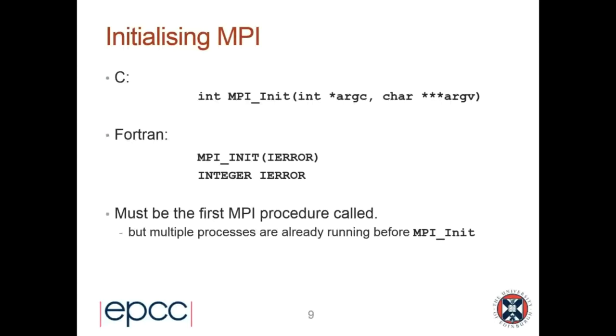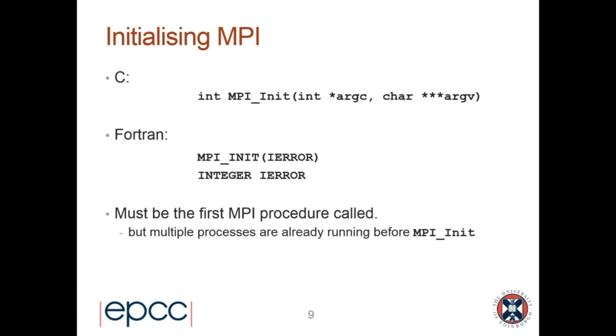You can imagine a system where only the MPI process is attached to the terminal and knows the command line arguments. And so what this actually does is it allows the MPI init routine to broadcast the command line arguments to every process. So this slightly convoluted prototype is because of that. It'll become more obvious when I show you a real program. But the most important point is that this must be the first MPI procedure called.